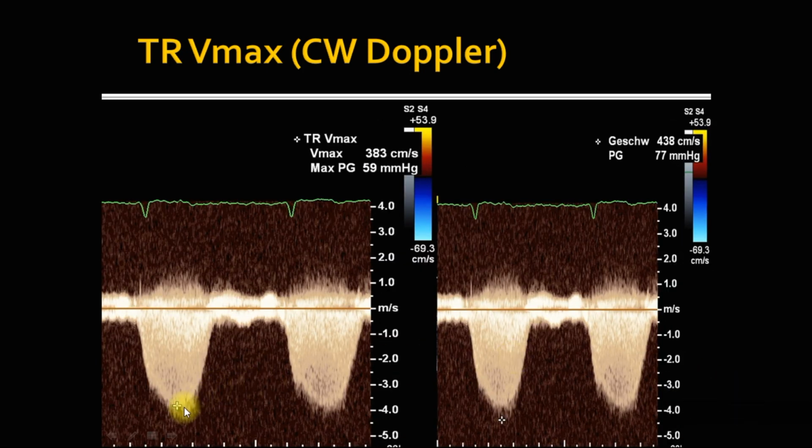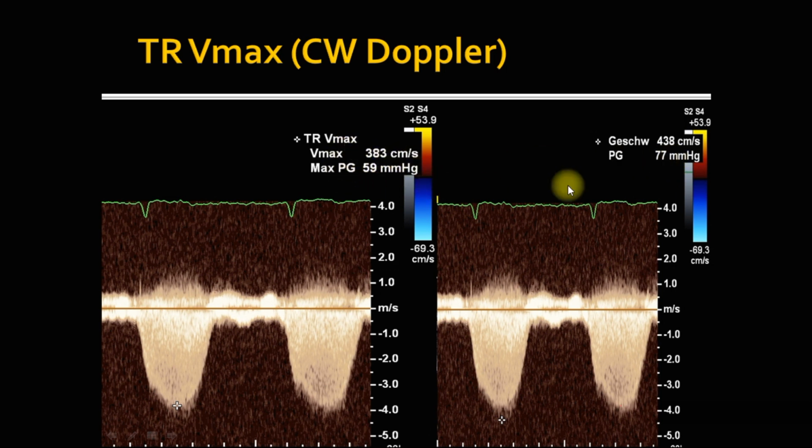I have zoomed in to show it one more time. Here I have measured only the dense envelope. Here I have measured also the bright part. However, the correct method is to measure only the dense envelope. Here we have a maximal pressure gradient of about 59 millimeters of mercury. But if we do it the wrong way, we get a pressure gradient of 77.